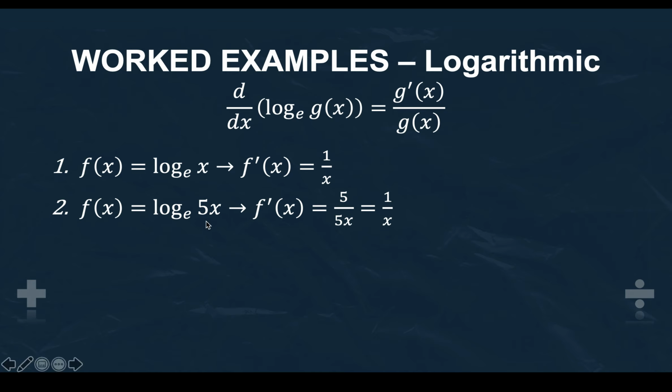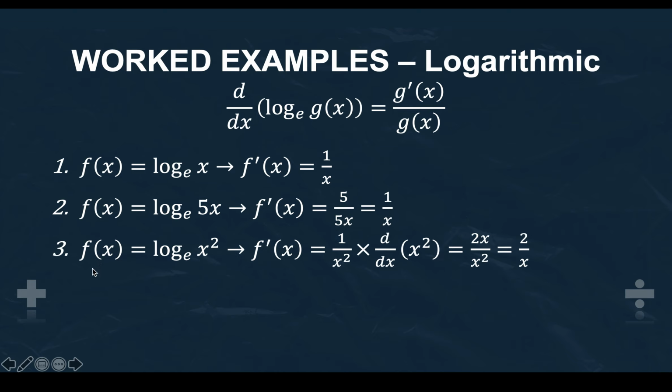Well, in this case, our g of x is 5x. So we find the derivative of log e 5x is just g dash of x, the derivative of 5x, divided by 5x. Yeah? The derivative of 5x is just 5, so we're left with 5 on 5x, which actually simplifies to 1 on x. What this shows us is that in some cases, having a little number here which scales the x doesn't actually change the derivative, which is interesting.